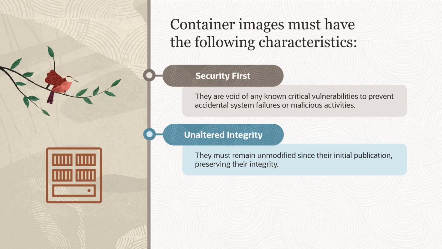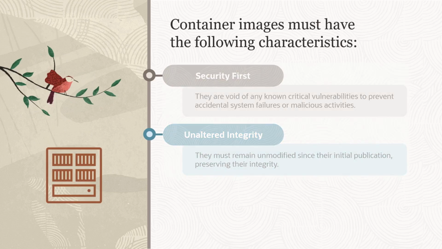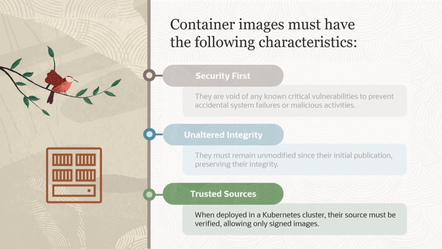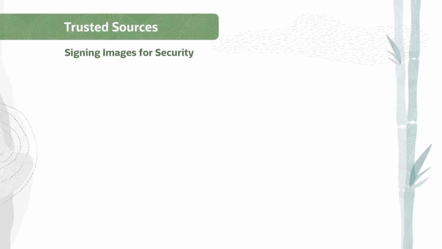Moving on, in the realm of container images, the third crucial characteristic is ensuring trusted sources, vital for compliance and security considerations. System administrators need the assurance that the software being deployed in a production system originates from a source they trust. Let's explore the mechanisms that enforce this trust within OCI.